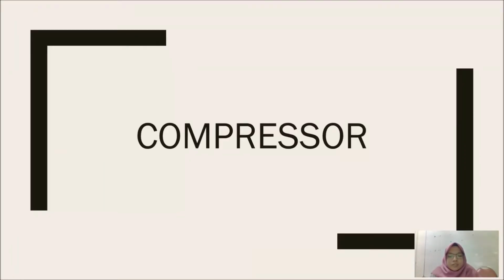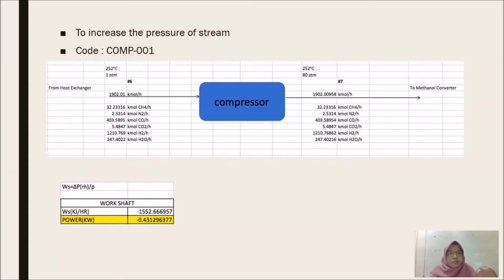For the compressor, we use it to increase the pressure of the stream from 1 atm to 80 atm. After we calculate the shaft work, the power that we got is negative 0.4313.